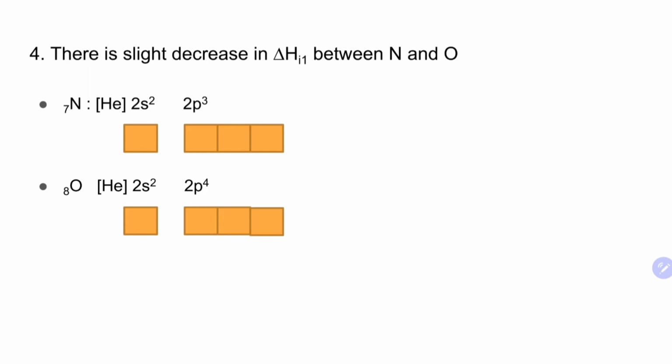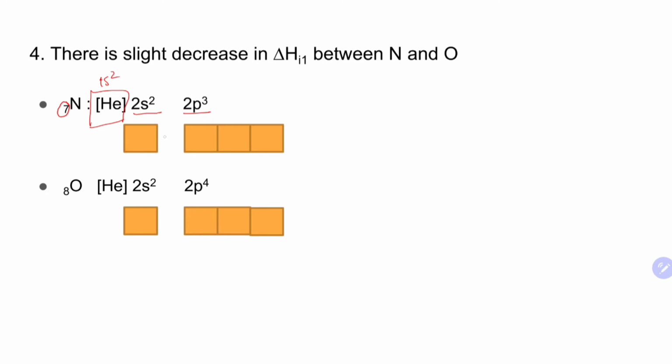Fact number 4. There is a slight decrease in the first ionization energy between nitrogen and oxygen. Nitrogen, atomic number or proton number 7. The configuration is 1s2, simplified as helium, then 2s2, and then 2p3. So the number of electrons is 7: 2, 2, 3.